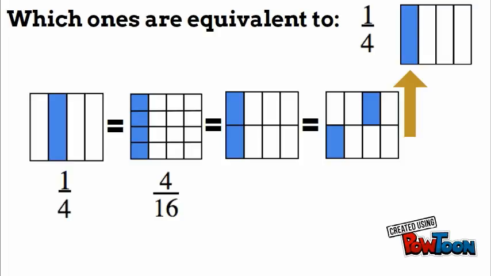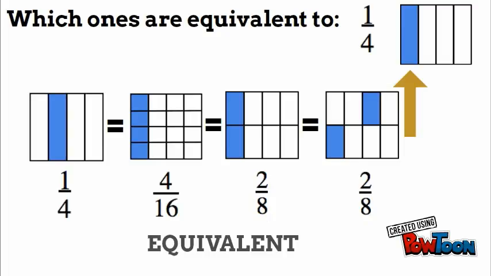Now the next one, we see that there's 2 shaded and that there's 8 total little boxes. So we're going to say that one is 2/8. And then the last one is still the same thing, even though the blue part's in a different spot. It's still 2/8. So we say all these fractions are equivalent because they have the same amount of shaded parts. Even though they might be in different spots or they might have more little parts, they are all equivalent. So 2/8 and 4/16 are equivalent to 1/4.